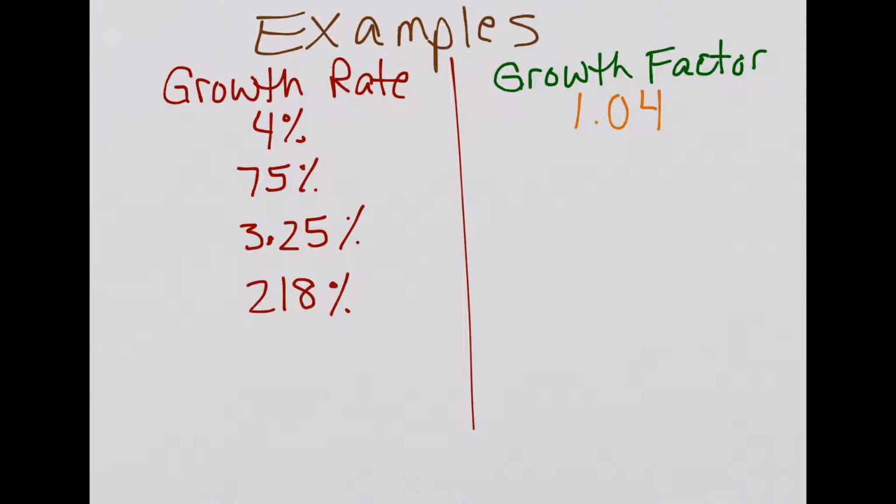Okay, how about 75%? Well, that's 175% because it's worth all that it was last year plus 75% more. So it's 175% of the original price. And what would we multiply by if it was 175%? It would be 1.75.